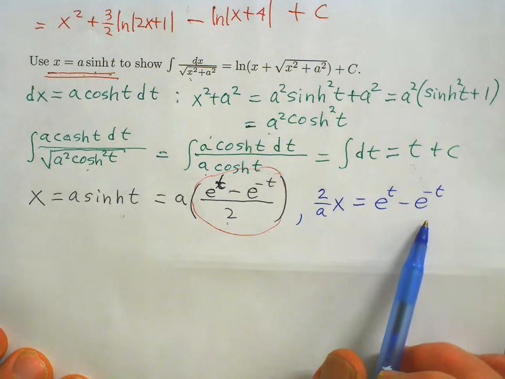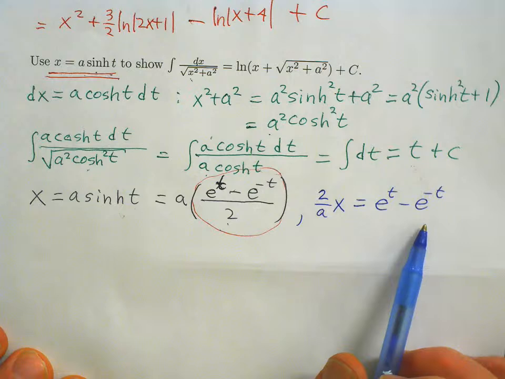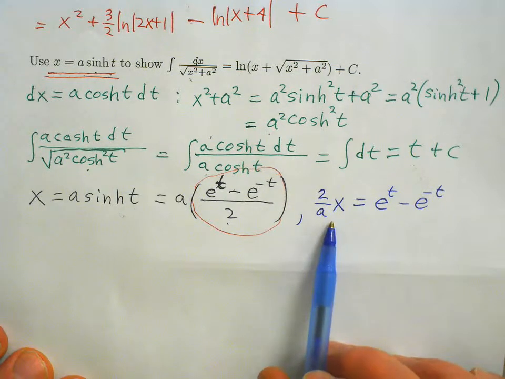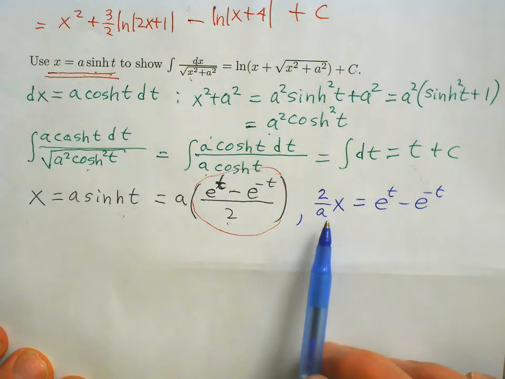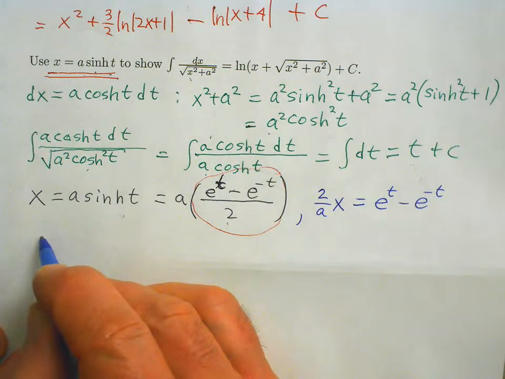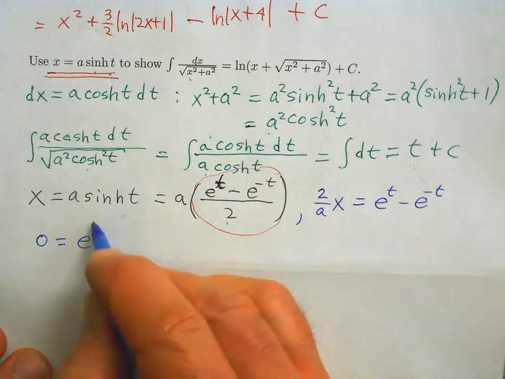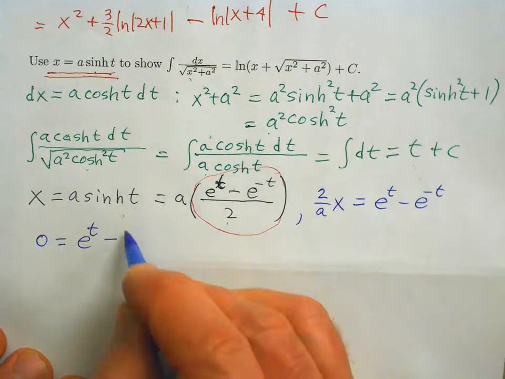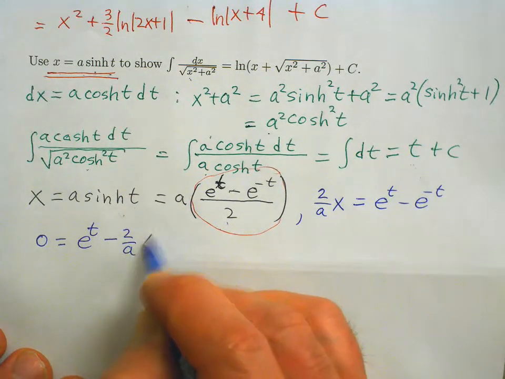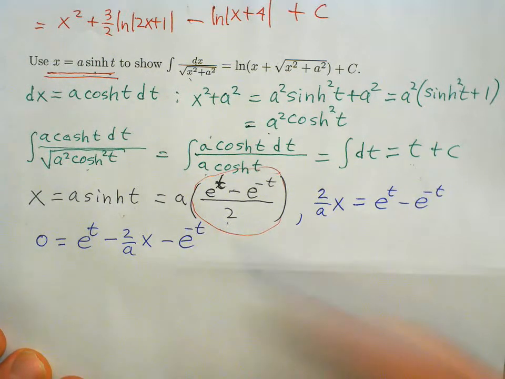Okay, now, well, what should we do first? Let's set one side equal to 0. So I'm going to subtract 2 over a x from both sides. So we get 0 equals e to the t minus 2 over a x minus e to the negative t.